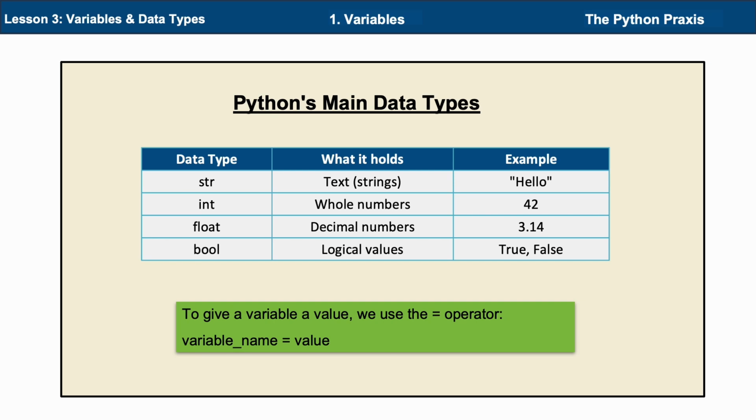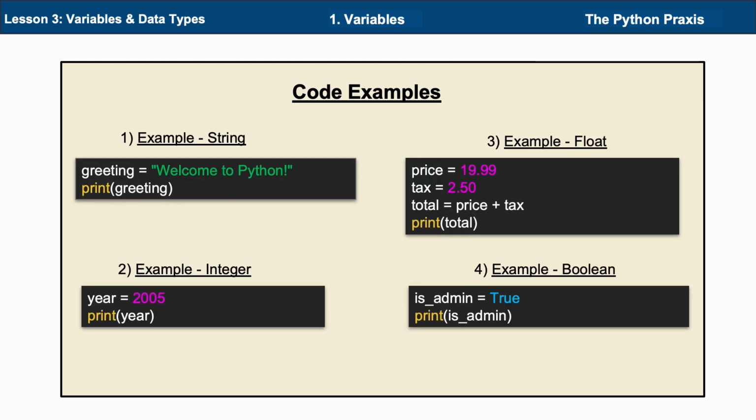Python variables mainly store four basic data types: strings for text, like "hello"; integers for whole numbers like 42; floats for numbers with decimals like 3.14; and booleans for logic-based values, True or False. To create a variable, just use the equals sign like this: variable_name = value. Simple, right? Let's put this into practice with some examples.